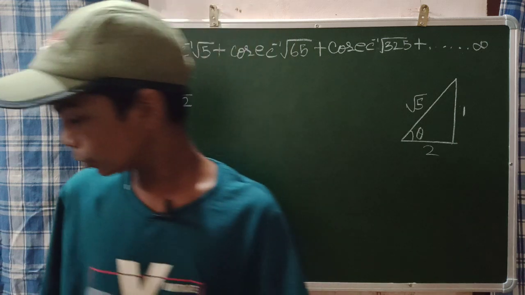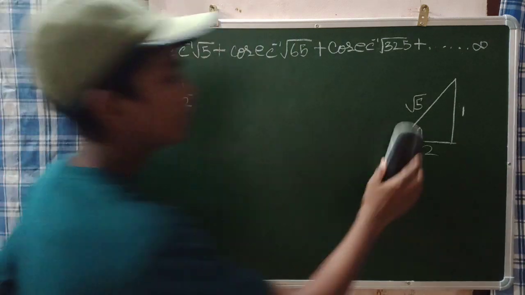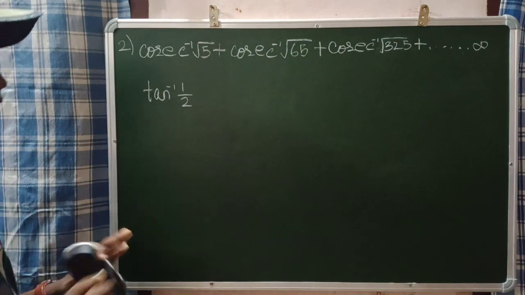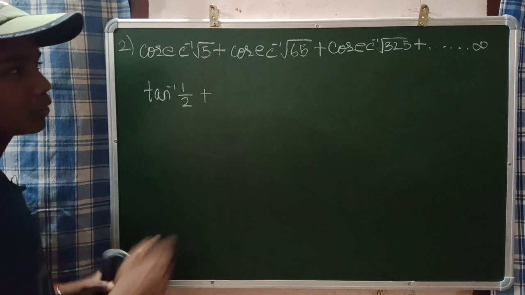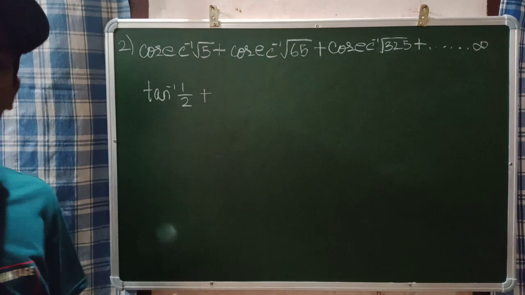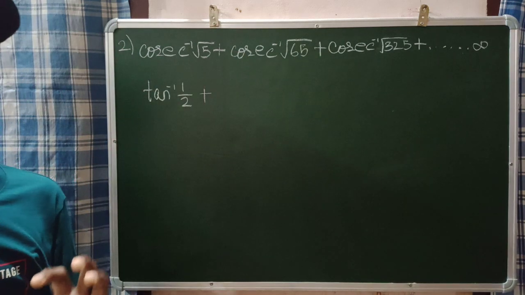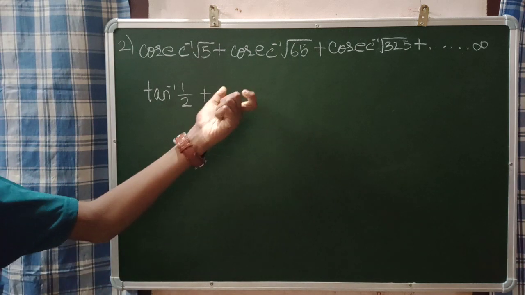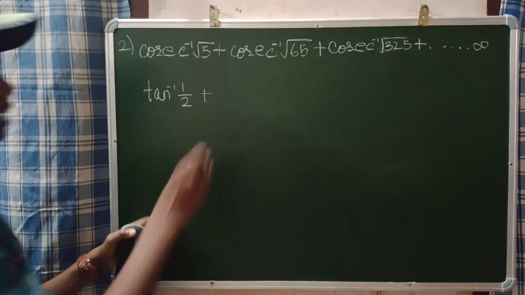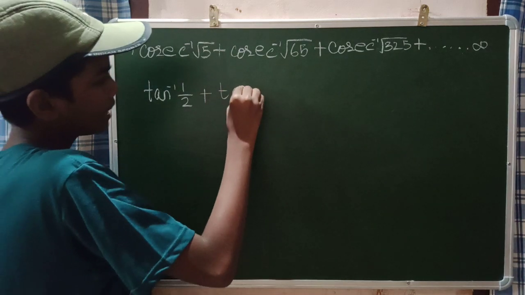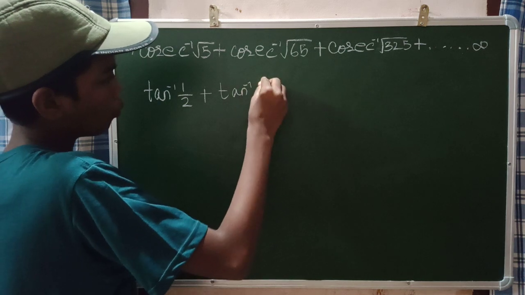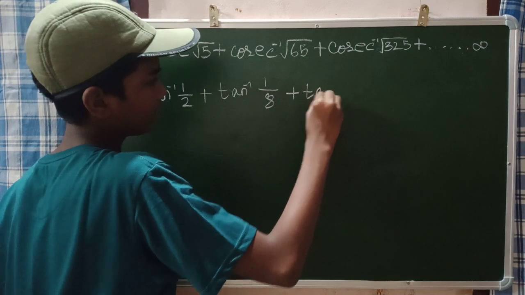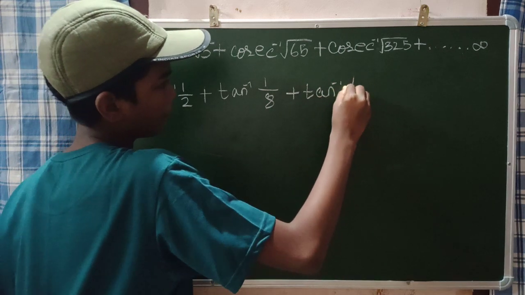So this is how we should use the triangular method, and that's how we should convert all these trigonometric ratios into tan inverse. Do the same here also, guys. For every ratio I can't do it because it will take more of your time. That's why I showed you a demo. You should do it for the other terms, and you will get tan inverse of 1 by 8 plus tan inverse of 1 by 18.